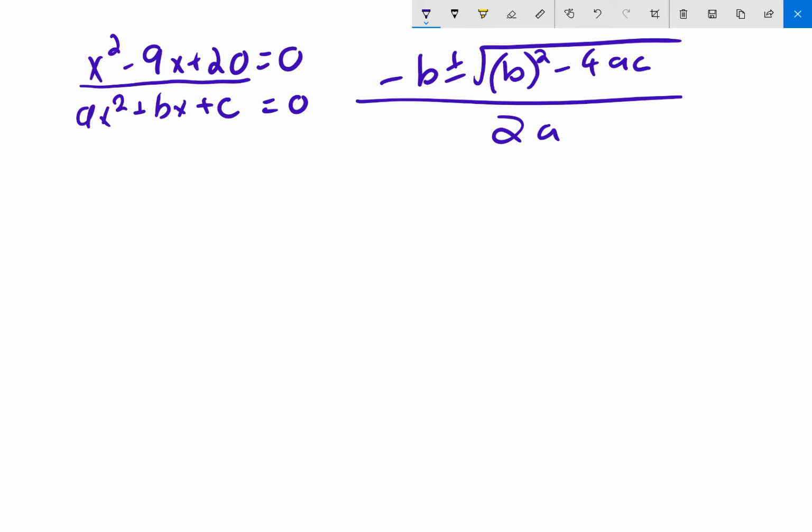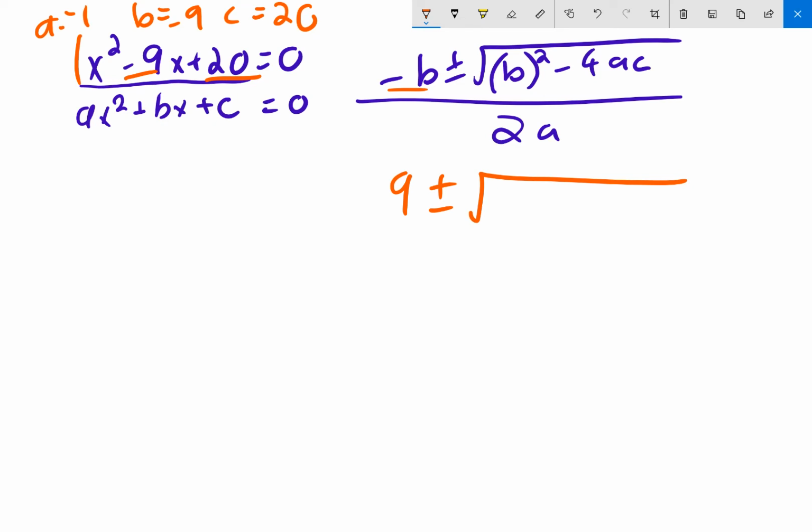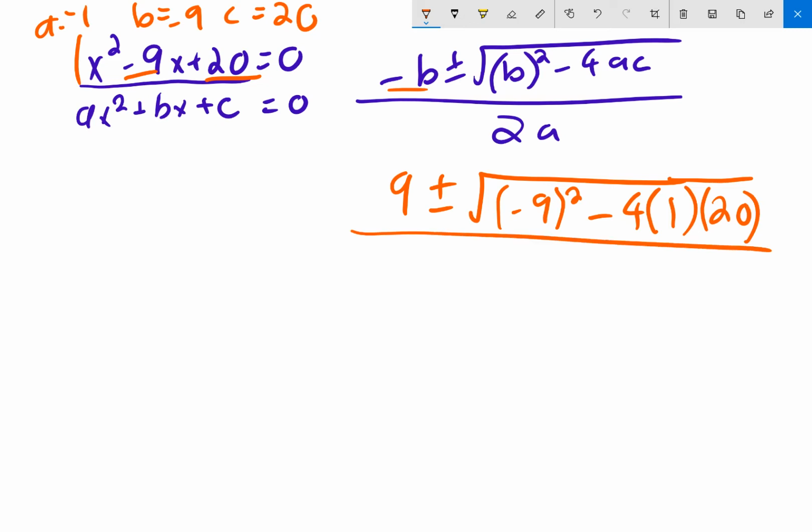So in this problem, my a value is 1. So a is equal to 1. My b value is negative 9, and my c value is 20. So I'm going to plug those numbers in to my quadratic formula. So I'll have negative b, now a negative 9. That'll make that a positive 9 for this negative b part, plus minus the square root of b squared, so it's going to be negative 9 squared, minus 4 times a is 1, and times c, which is 20. All divided by 2 times a, and a is 1.